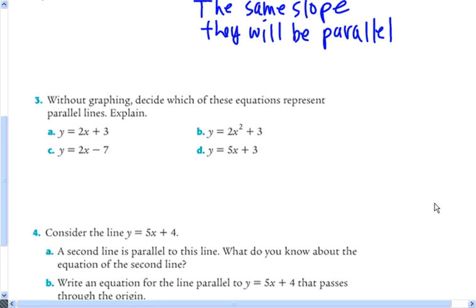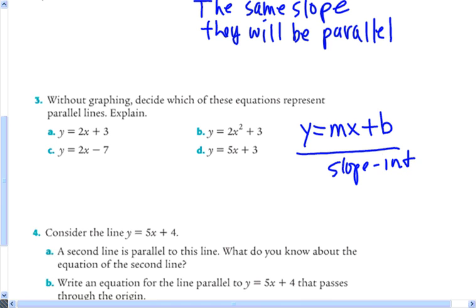Well, one thing, to be parallel, we know they have to be linear, so we're going to cross out an equation that we know is not linear because it isn't in this form. To be a linear equation, we have to be able to write it in the slope-intercept form. And this equation right here is not in slope-intercept form, so let's cross that one out.